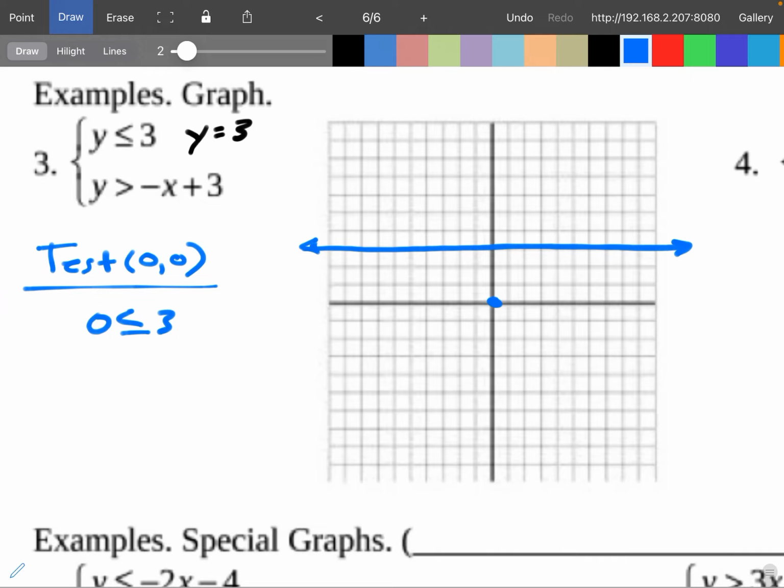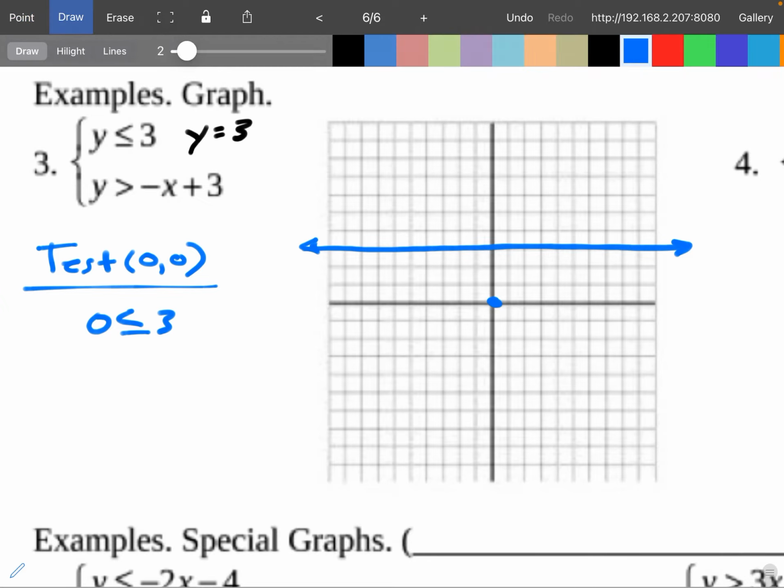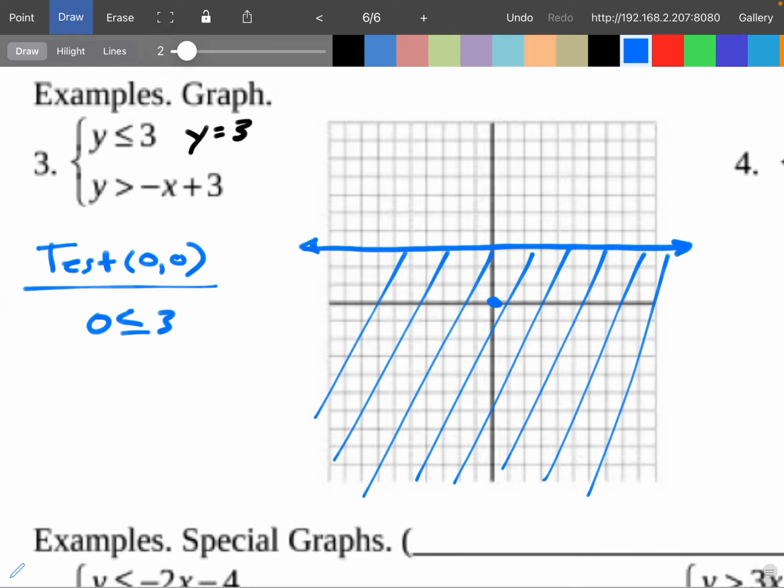So we're going to test that in the original inequality. If we test 0, comma 0, we're just going to plug in 0 for the y right here. The y coordinate would be 0. So we're going to plug in 0 for that y in the original inequality. So that would just say 0 is less than or equal to 3. Is that true or false? That's true. So we picked the point down here, right? And it made it true, so we shade that side. So we're going to shade that in, kind of like this.